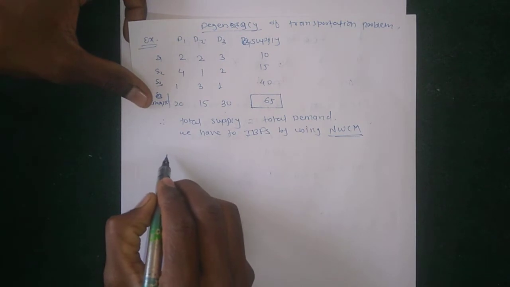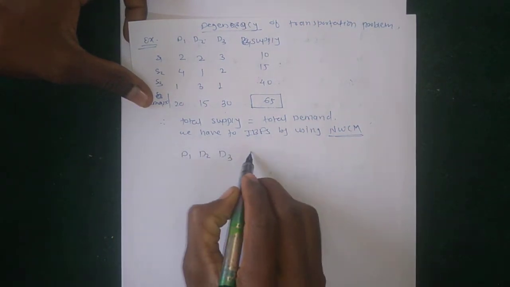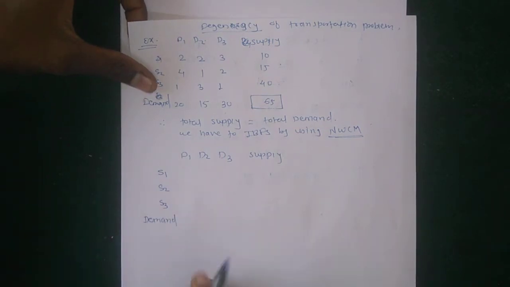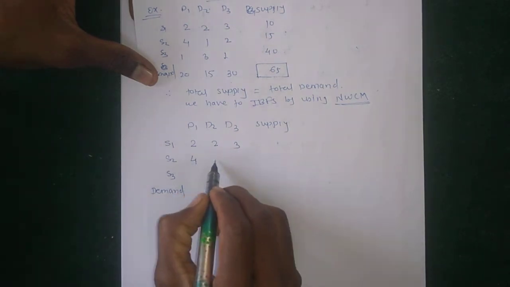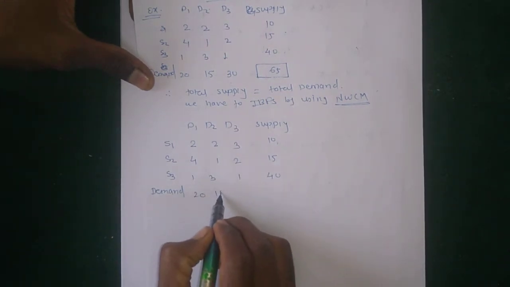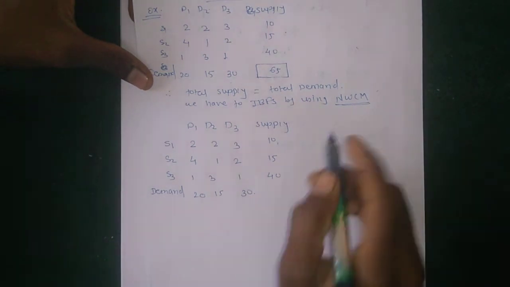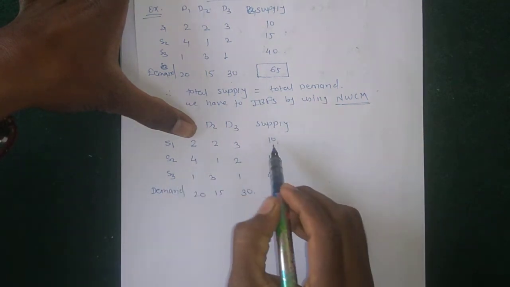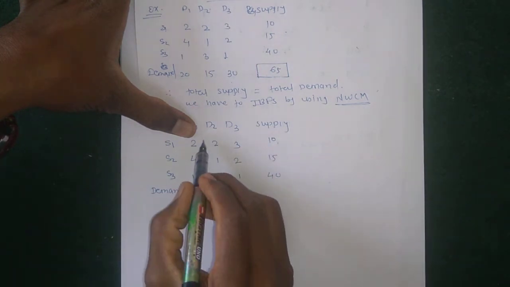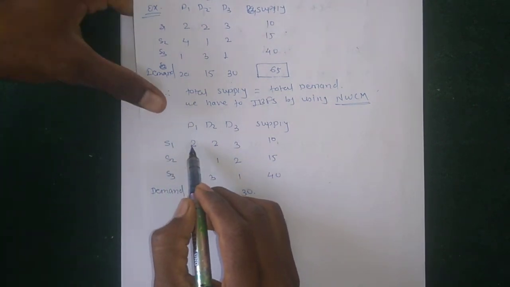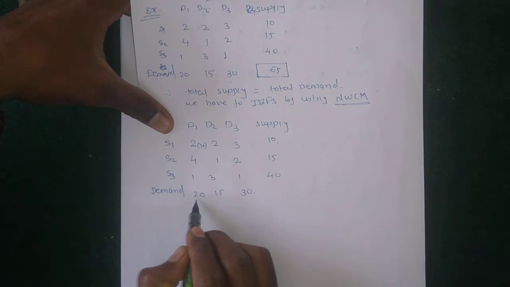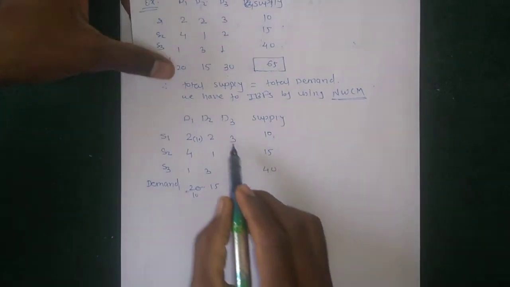So we start with the table: D1, D2, D3, supply, S1, S2, S3, and demand. Put in the values 2, 2, 3, 4, 1, 2, 1, 3, 1, supplies 10, 15, 14, and demands 20 and so on. The northwest corner value is 2, the demand is 20 and the supply is 10, so we allocate 10 in this cell. Deleting this row, the remaining demand is 20 minus 10, which is 10.